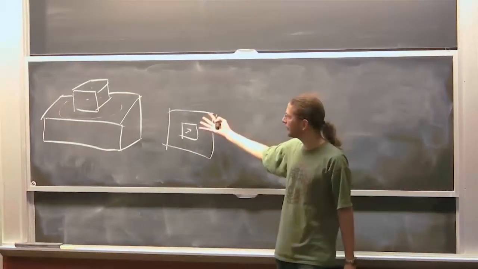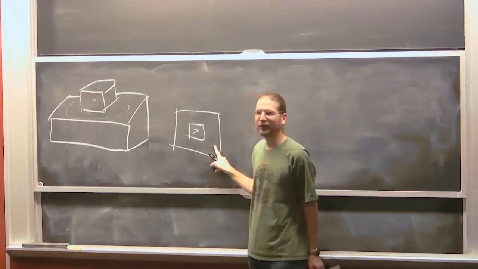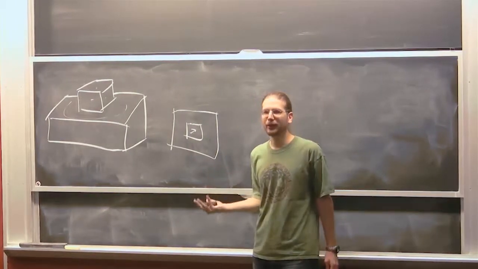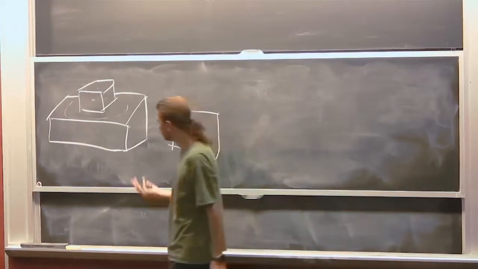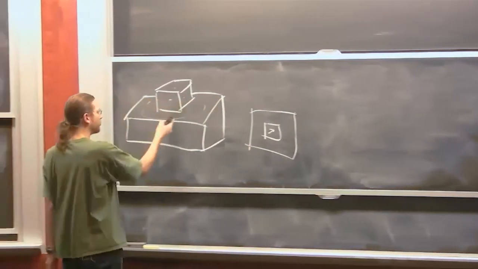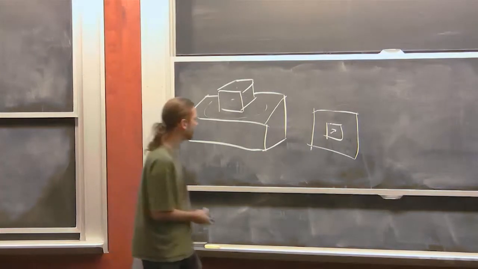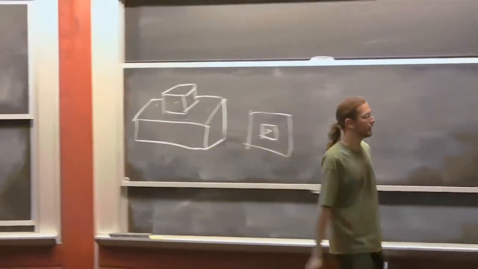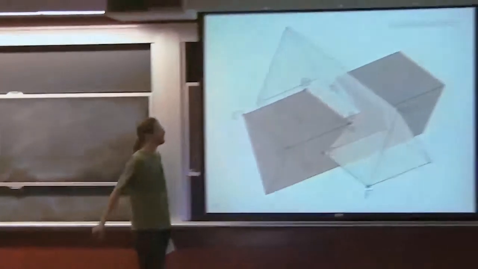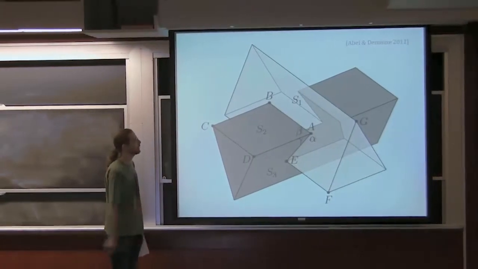But this is an unsatisfying example because you have a face that is not a disk, and in general you're not topologically convex, which means you can't just move the vertices around and make this a convex polyhedron. Not strictly convex anyway. So here is a new example with Zach Abel.